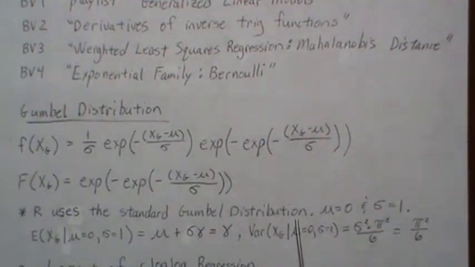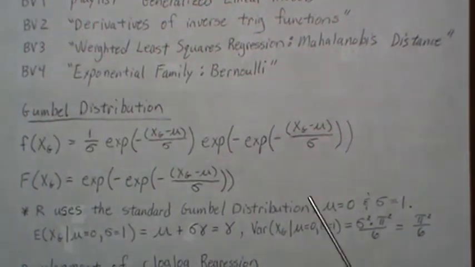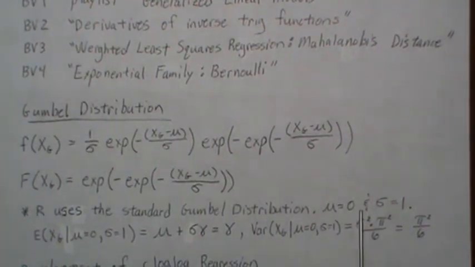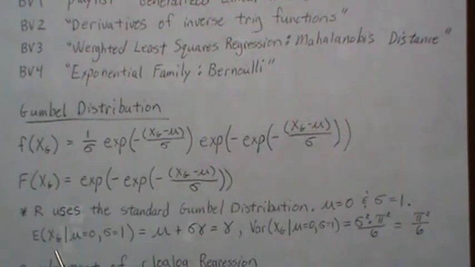R uses the standard Gumbel distribution. That means mu is 0 and sigma is 1. When it does, it's iteratively reweighted least squares regression. The mean of this Gumbel distribution, or a random variable that follows a Gumbel distribution, is mu plus sigma gamma, and that's the Euler-Mascheroni, if I'm saying it correctly, constant, 0.5 something. The variance can be thought of as pi squared over 6 for the standard Gumbel distribution.